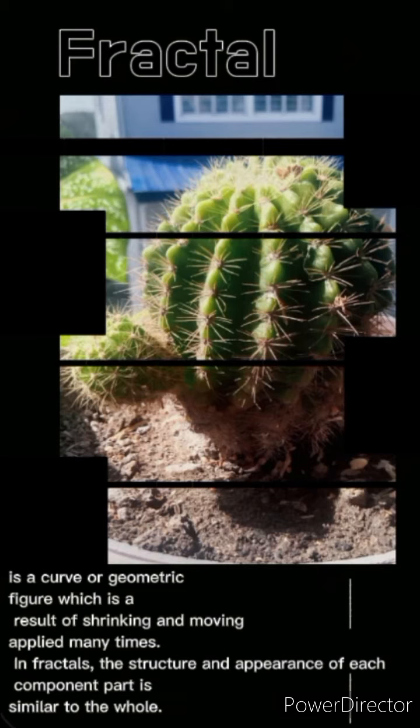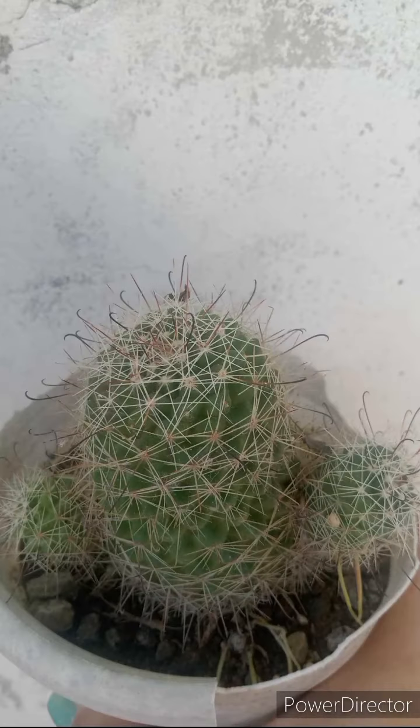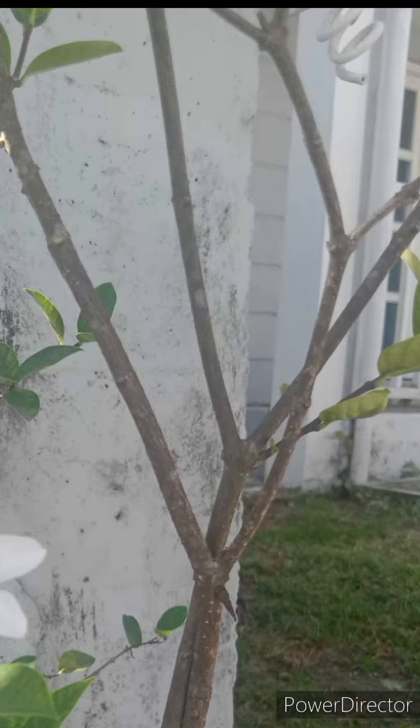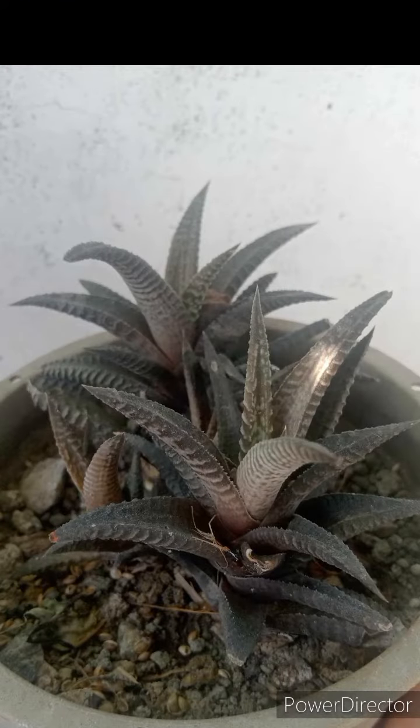Second, we have fractal. It is a curve or geometric figure which is a result of shrinking and moving applied many times. In fractals, the structure and appearance of each component part is similar to the whole.